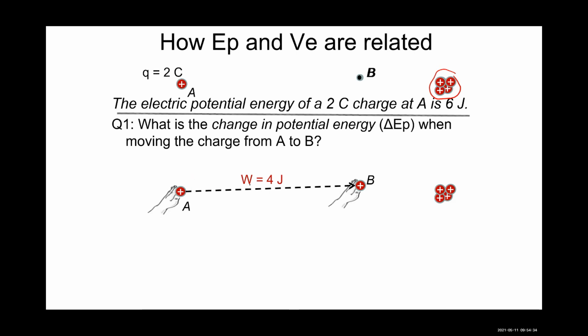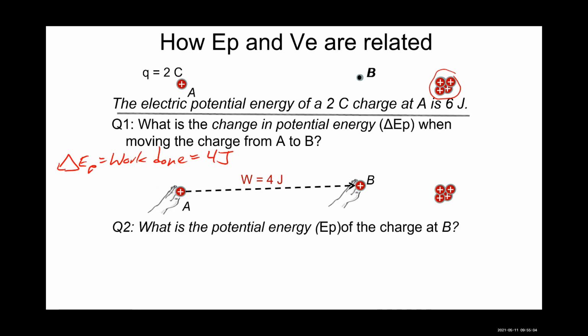I tell you that it takes 4 joules of work to move the charge from A to B. So what is the change in potential energy when I move the charge from A to B? Well, remember, the change in potential energy is equal to the work done, right? So that was one of the definitions we just talked about. So that's just going to be equal to 4 joules.